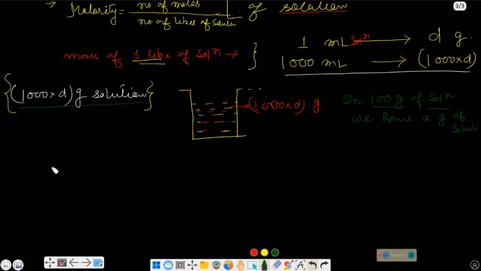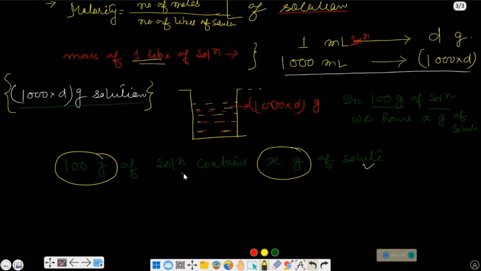Okay, so you see, you can write the unitary method. Okay, if you write, 100 gram of solution contains x gram of solute. Okay, that means 100 grams of solution contains x grams of solute, right?